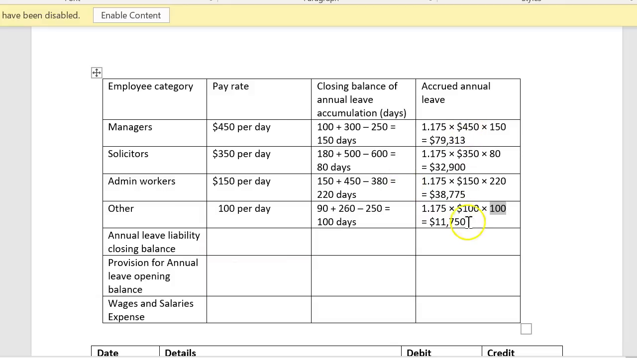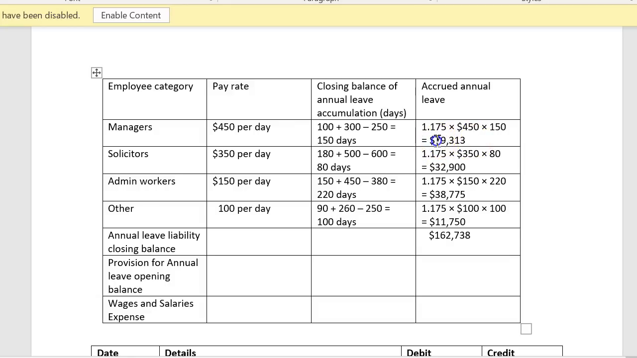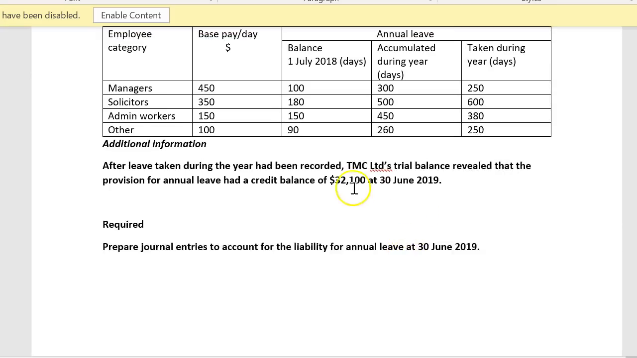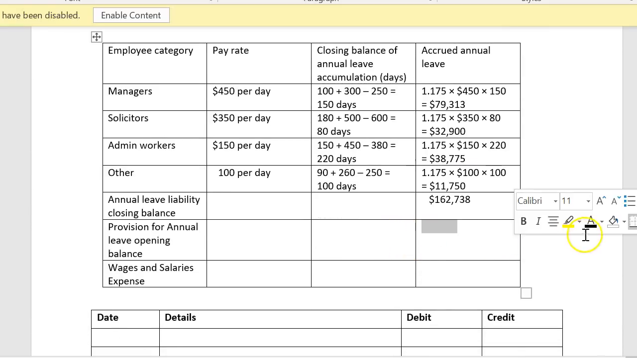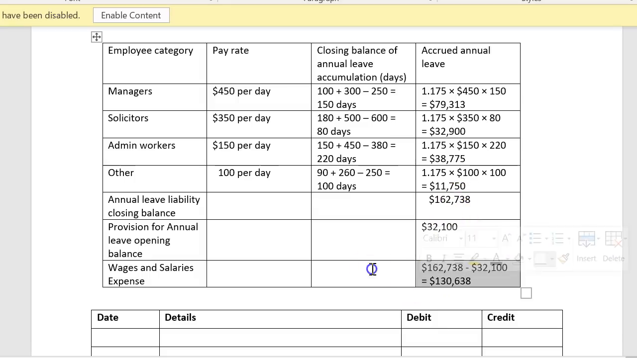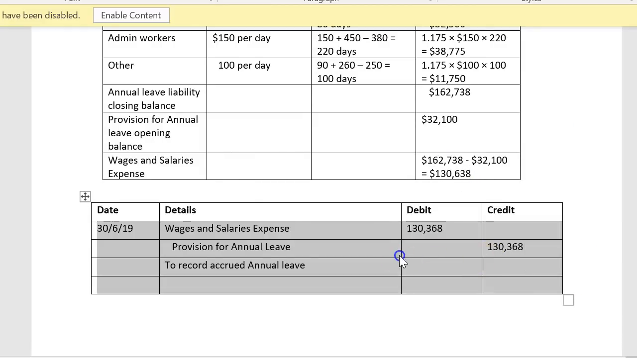So the closing balance is the sum of these. That's a closing balance. 79,313, 32,900, 38,775, 11,750. There you go. And the opening balance of provision for annual leave is given as 32,100. You need to minus that to work out wages and salaries. There you go. That's what you have. That is the annual leave expense or wages and salaries expense for this year.